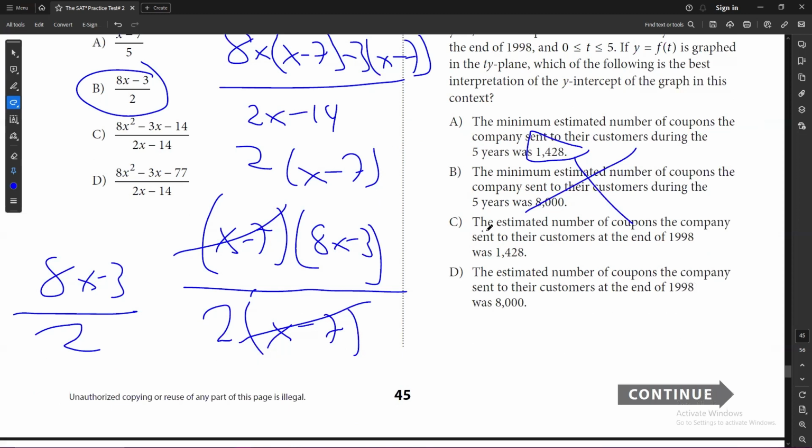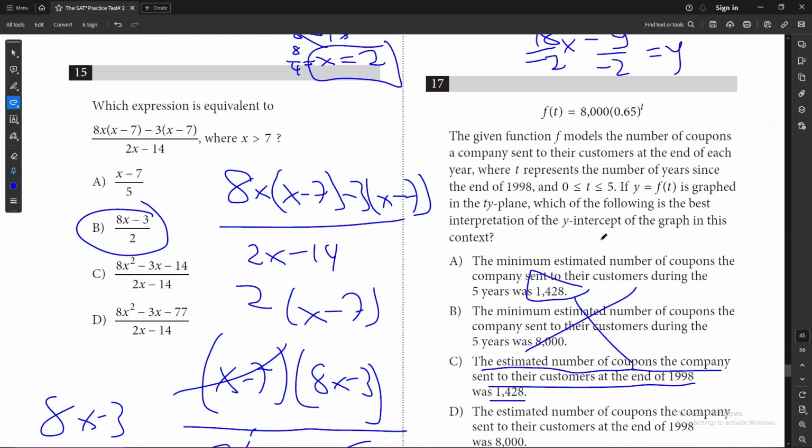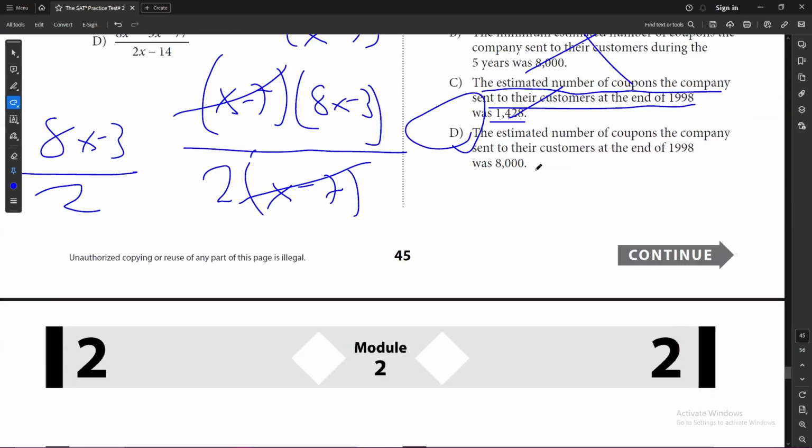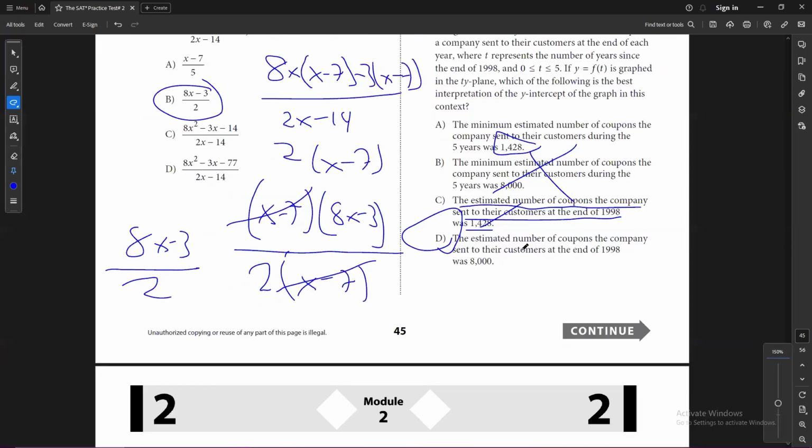This is wrong. The estimated number of coupons the company sent to their customers at the end of 1998 was this, but actually it starts with 1998. So if we're talking about the end of the year 1998, we plug in 0 for t, and if I plug in 0 for the exponent, this will be 1, and when I multiply 8,000 by 1, it's going to be 8,000, and this is what answer choice D states. Therefore, my answer choice is going to be D.